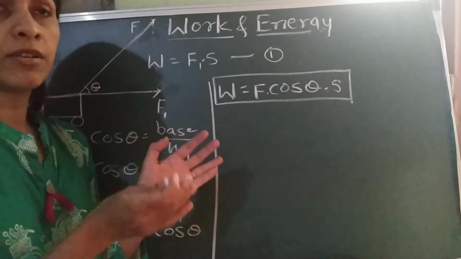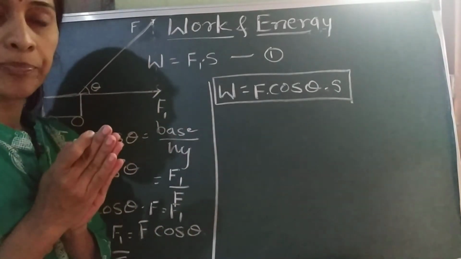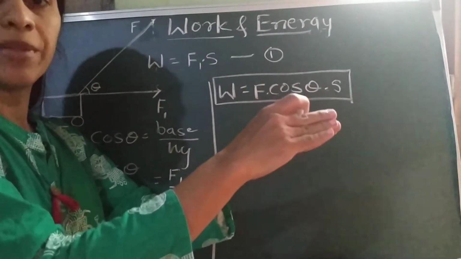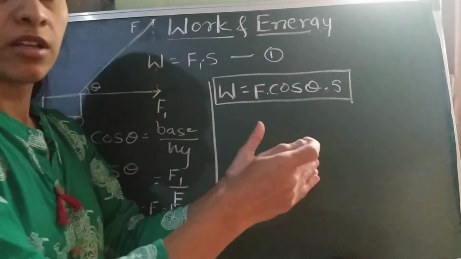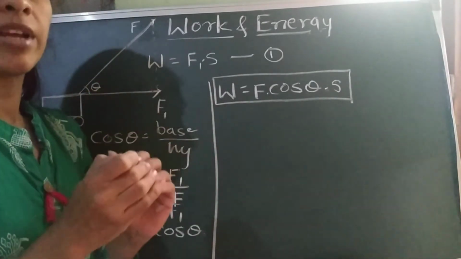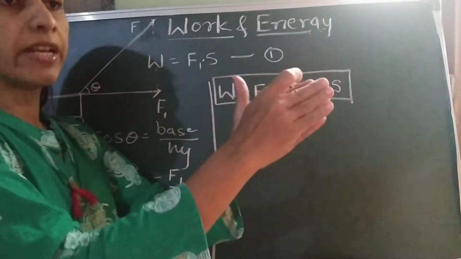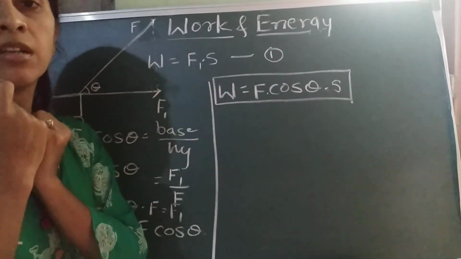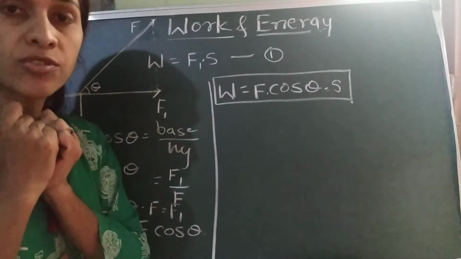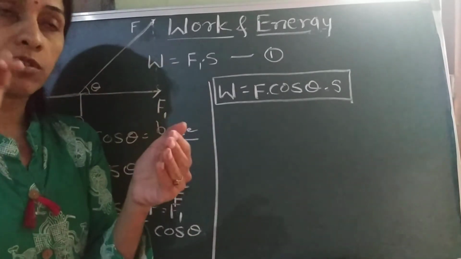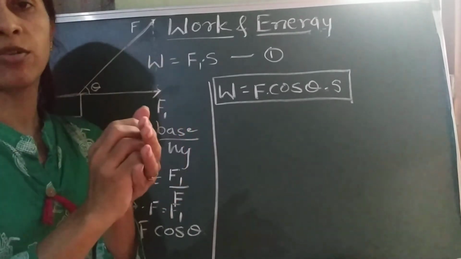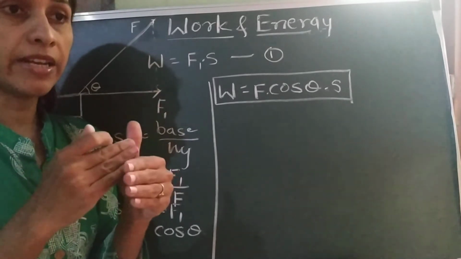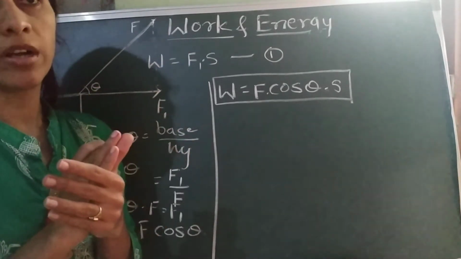Work is done when the force is applied in the same direction as the displacement of the object. Work is also done when the force is applied in the opposite direction and the displacement occurs in the opposite direction. But work is not done when the applied force is in a perpendicular direction and the displacement occurs at 90 degrees.